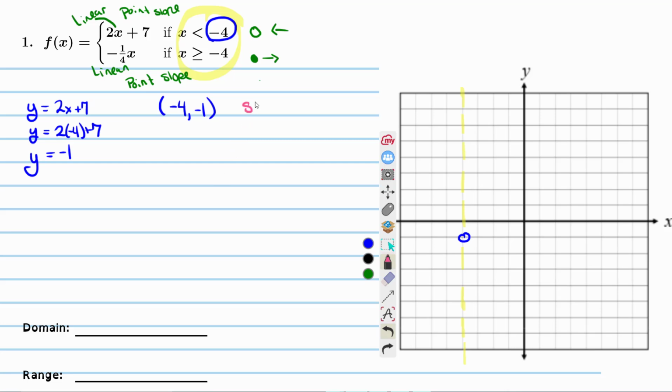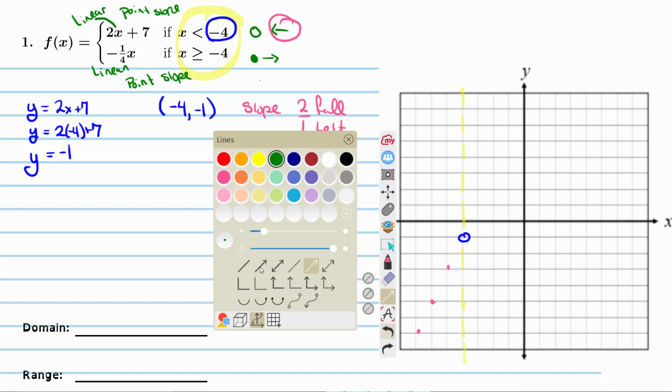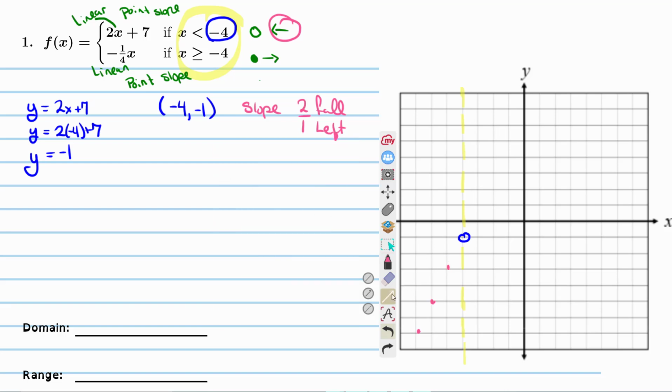Now I'm going to find my slope. My slope on this one is 2/1. My arrow says I need to go back to the left. So if I'm positive going left, that means I need to fall until I run out of graph. And when I draw in my line, I need to do a solid line with my arrow ending up on the left-hand side.